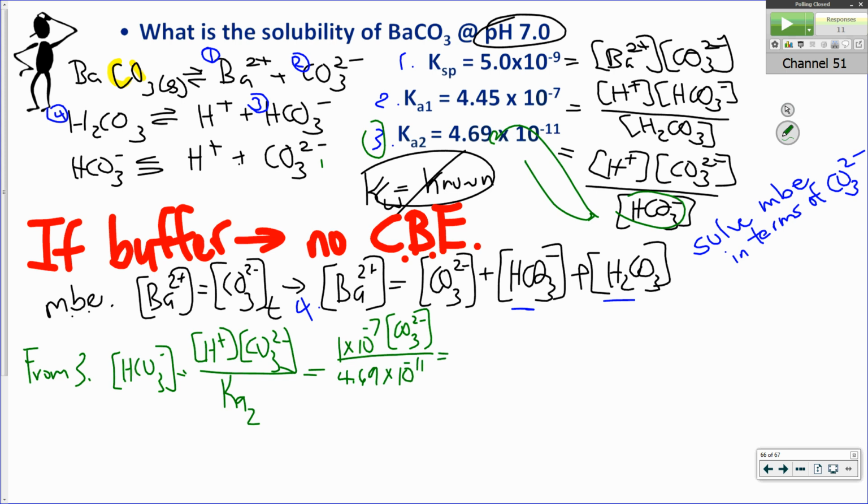I can express the bicarbonate in terms of carbonate. And I get that it's a fairly large number. It's 2,132 times the carbonate concentration. All right, I'm going to do a similar calculation with equation 2.